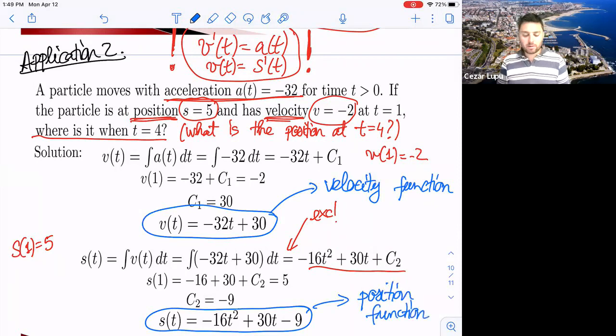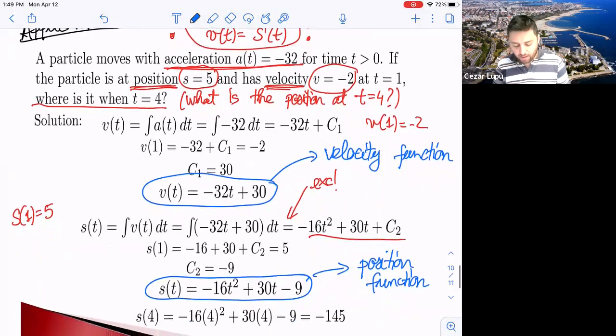Great, but look, I'm not done yet. I'm interested in what happens at t equals 4. So what is the position at t equals 4? In other words, we need to evaluate s of 4, and this is just simple algebra, which I'll leave to you. We just replace t by 4, and it will give you negative 145. So this is the position of the particle at the time t equals 4.